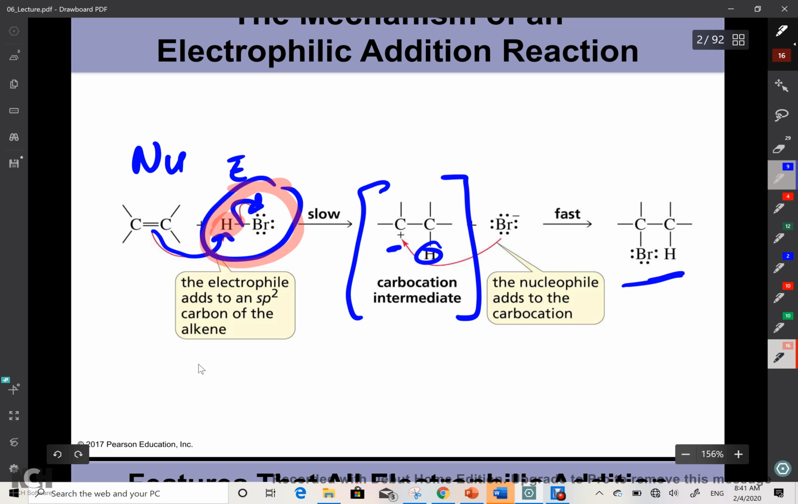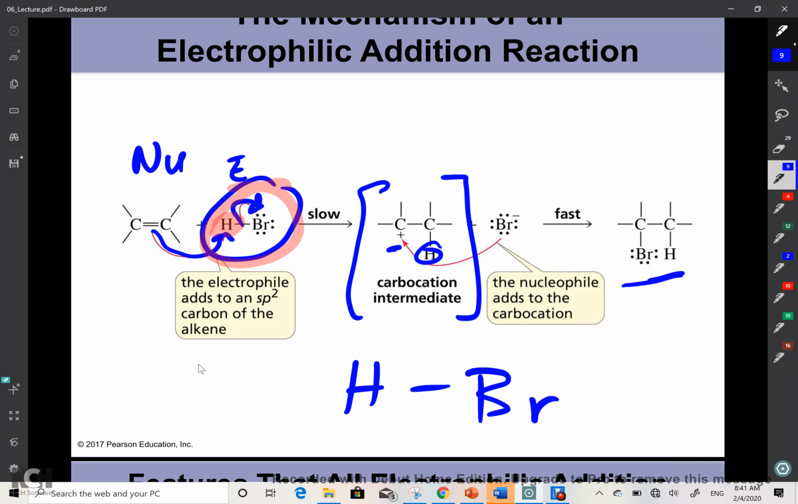That's something you need to be able to do. I have HBr. How do I know that hydrogen is the electrophile in HBr? We did that in 301. Why is hydrogen the electrophile?